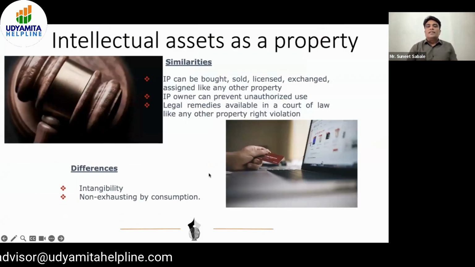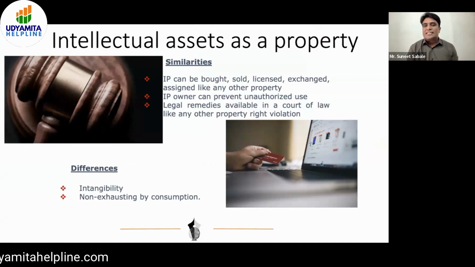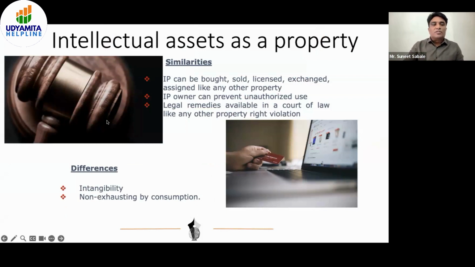Okay, so like other assets, intellectual property also can be bought, licensed, exchanged. The IP owner can prevent unauthorized use, take legal action, take people to court, and seek legal remedies. The one advantage of intellectual property is that it is intangible, meaning as it is created from your mind, you can create multiple intellectual properties. And even if you create multiple intellectual properties, it won't be exhausted. As an inventor, as an entrepreneur, you can create multiple business ideas as well, or multiple innovations as well. So it is not exhausted by consumption. This is the beauty of intellectual property.